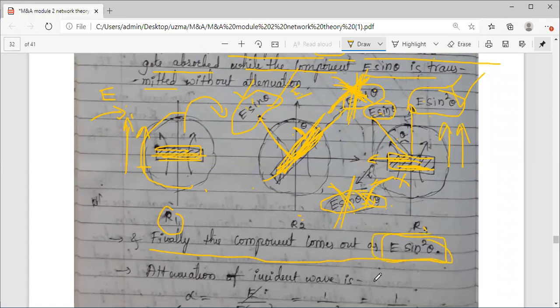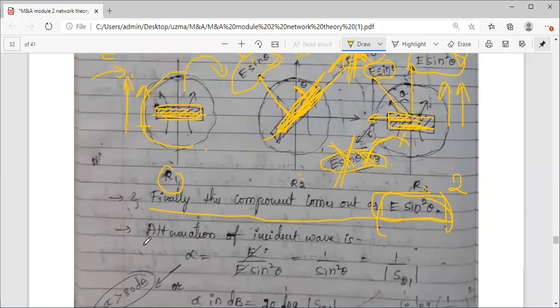If you talk in terms of power, whatever you are getting, it's a square, right? Because power and electric field have a squared relation. So how do you define attenuation? Alpha is the attenuation constant, right? Gamma is equal to alpha plus j beta. Alpha is the attenuation constant.